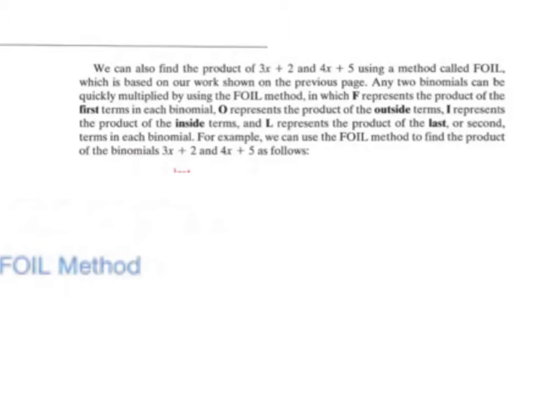Alright, we can find special products by using what's called the FOIL method, and I highlighted the FOIL method and what each term stands for: F for the first term in each binomial, O for the outside term, I for the inside, and L for the last or second term in the binomial. So we can use the FOIL method to do these special products, and special products are multiplication. This is multiplication when we have just 2 and 2.